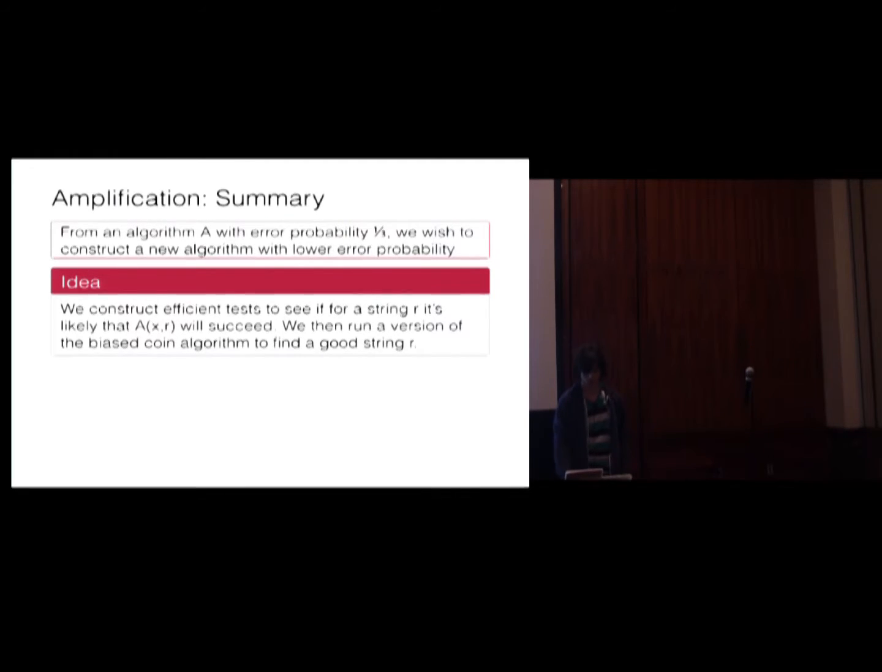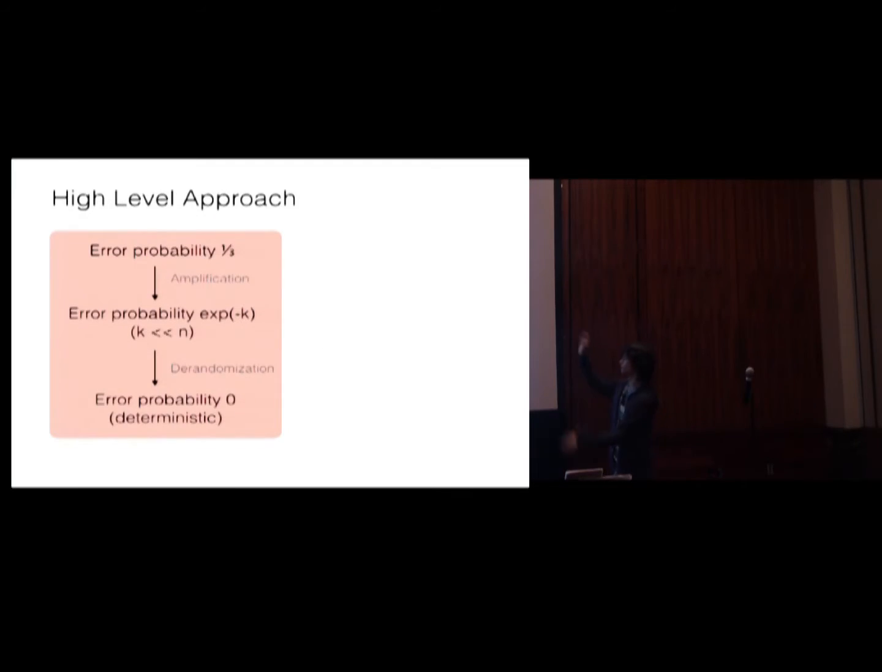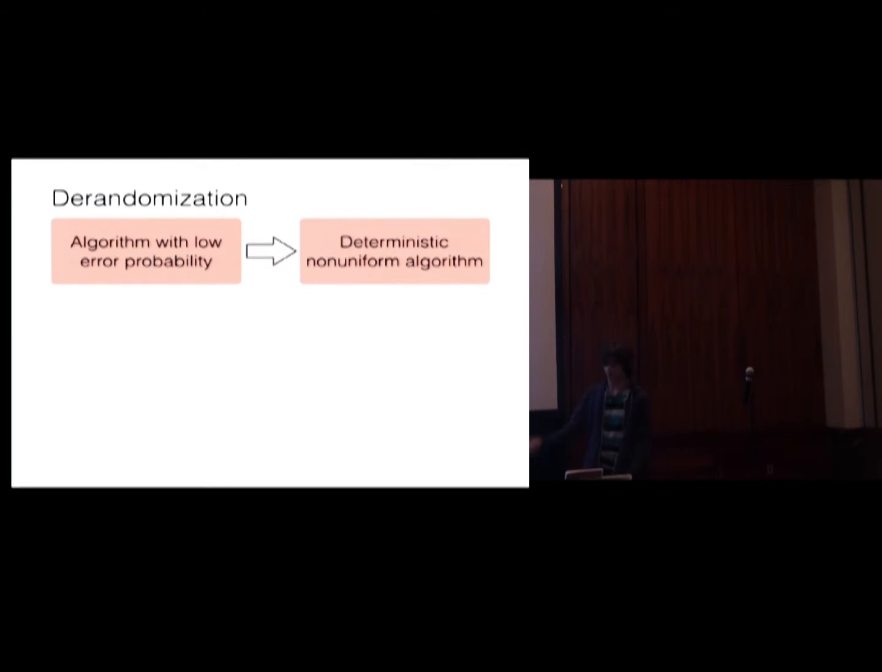Okay, great. So back to the high level. We started with an algorithm of error probability 1/3. We amplified it, and now we want to show the derandomization technique. Oh, and the thing to note is that the derandomization technique gives us non-uniform algorithms at the end, but the amplification step doesn't. It takes in a normal algorithm and gives you back a standard uniform algorithm. Cool. So derandomization: algorithm with low error probability to a deterministic non-uniform algorithm.